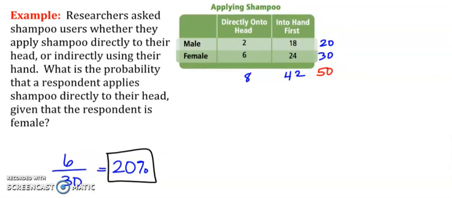All right, if you got 6 out of 30, so these 6 people out of the 30 females, you did it correctly. And yes, I know you may be wondering what kind of psychopath throws shampoo directly onto their head instead of into their hands first. I don't know. Seems awfully wasteful to me too, but it is what it is. All right, onward we go.